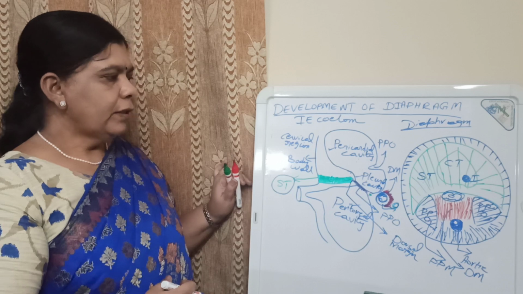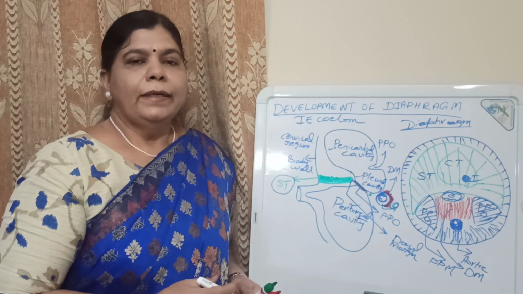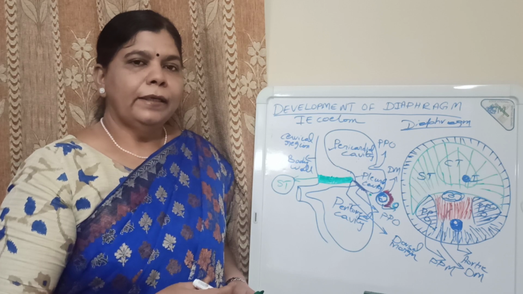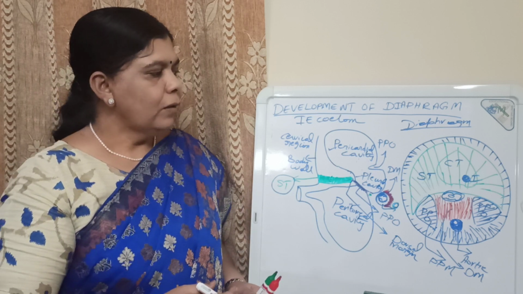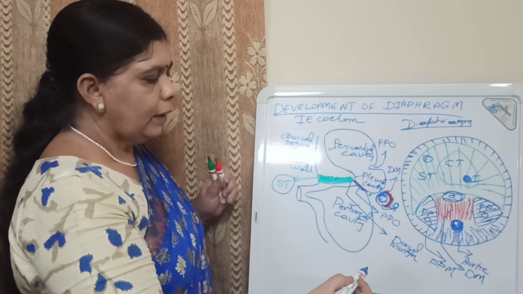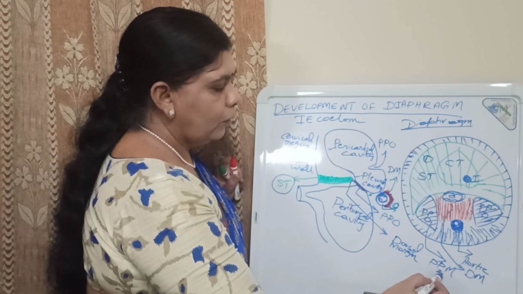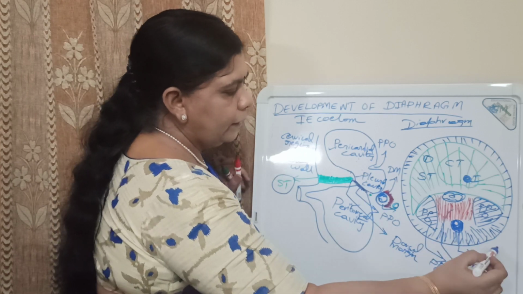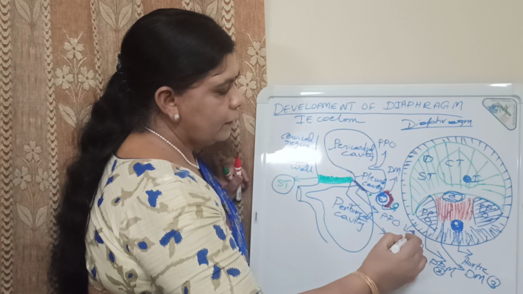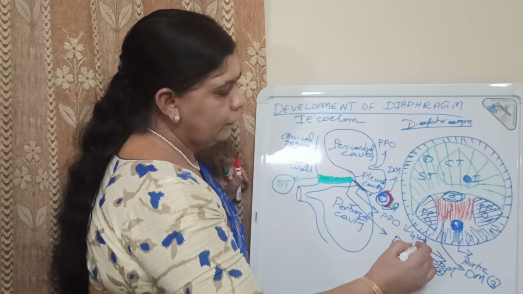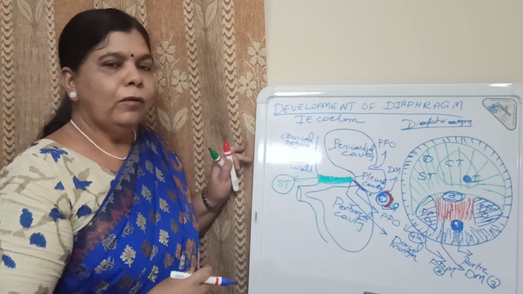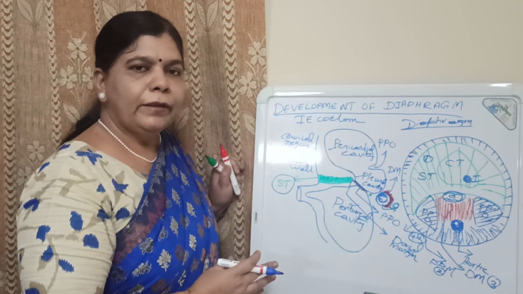So the development of the diaphragm is a composite mesodermal derivative, and it is derived from 4 elements. One is the septum transversum, two is the pleuroperitoneal membrane, three is the dorsal mesentery of the esophagus, and the fourth is the shelf-like projection from the dorsal body wall. These are the 4 contributions for the development of the diaphragm.